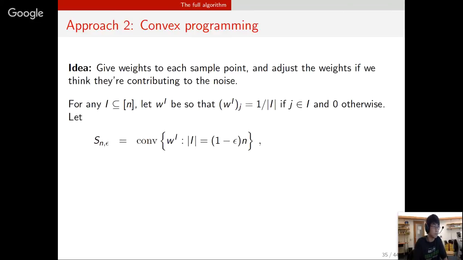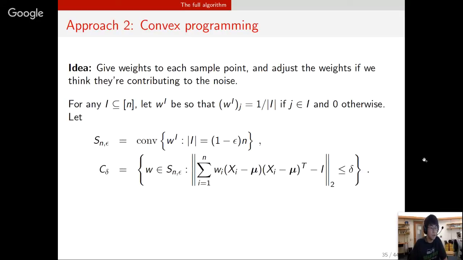Okay. Ideally I want to put uniform weights over the good points, and I know that there are (1 minus epsilon) times n good points. So let me take the convex hull over all the uniform weights over (1 minus epsilon) times n points. Now I'm going to consider the following convex set: the set of weights such that if I take the empirical covariance of these weights, except I plug in the true mean, and subtract out the identity, the spectral norm of this quantity is at most delta, where delta is some parameter.